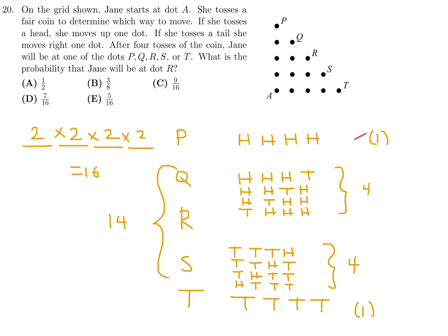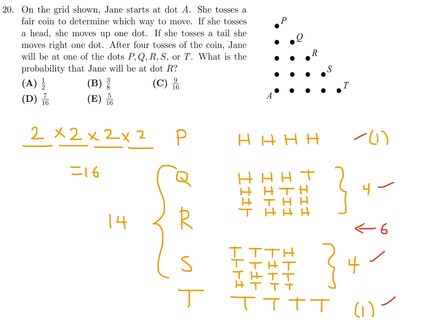If this is 1, this is 1, this is 4, and this is 4, then this must be 16 minus 10. Because this 1 plus 4 plus 4 plus 1 is 10. And 16 minus 10 is 5. Or sorry, 16 minus 10 is 6. So this will be 6.